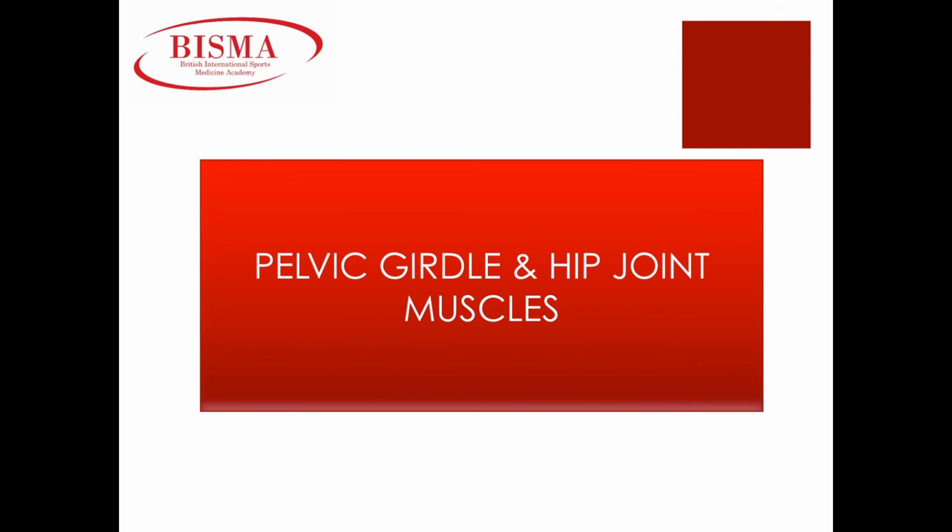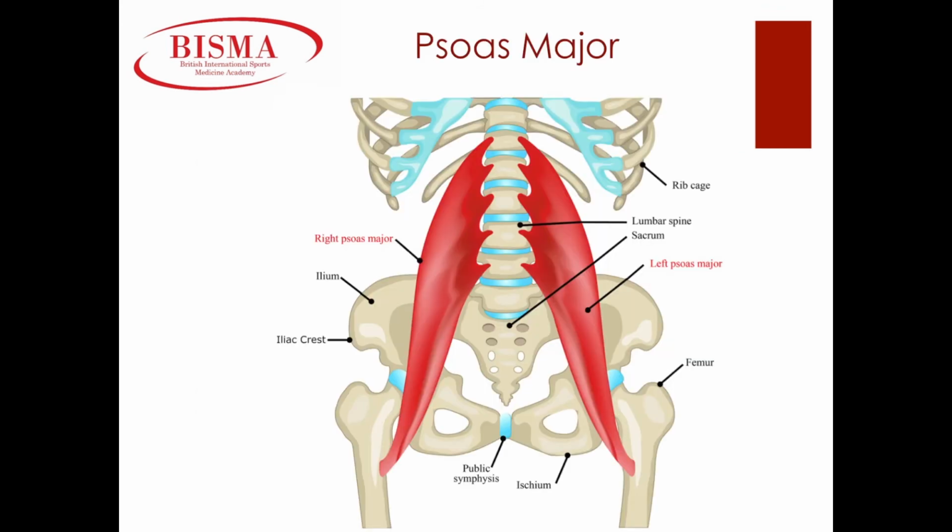Pelvic girdle and hip joint muscles. The psoas major muscle originates in the transverse processes and intervertebral disc of all of our lumbar vertebrae, as well as one of the thoracic vertebrae, T12, and it inserts on the top of our femur.